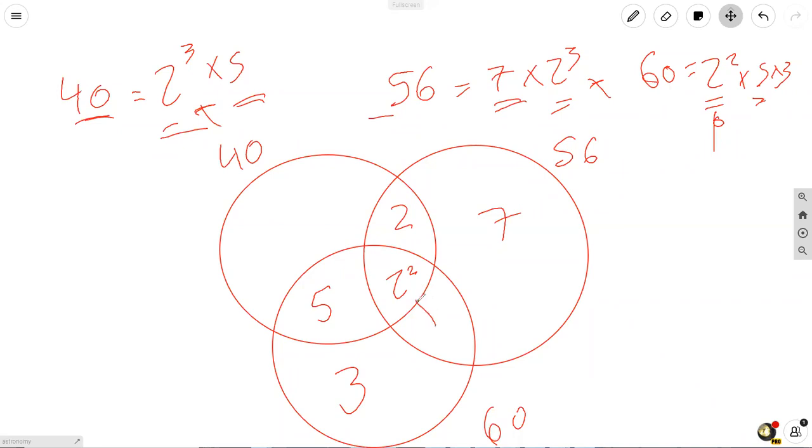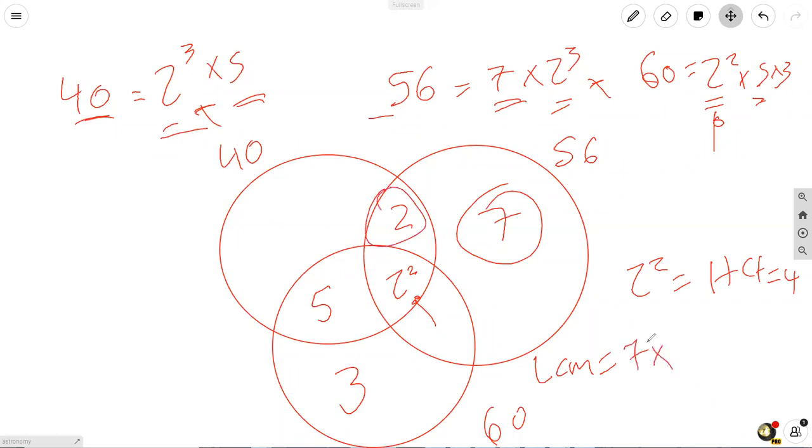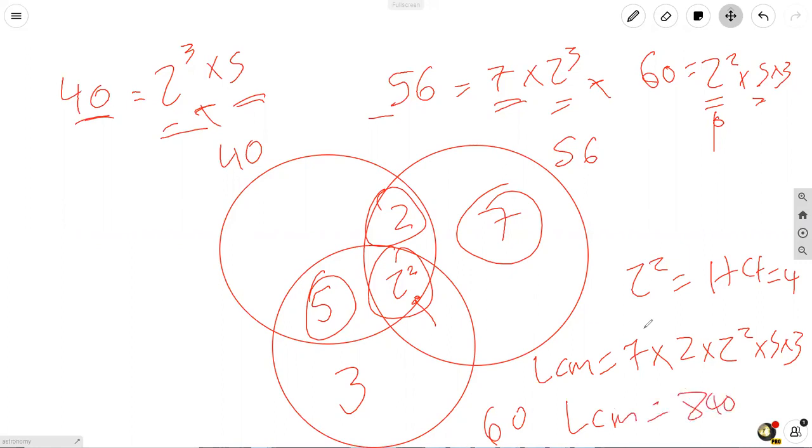So my highest common factor is the number in the middle, which is 2 to the power 2. So that's my highest common factor, which is a 4. My lowest common multiple is all the numbers multiplied by each other. So my lowest common multiple ends up to be 840. Does everyone get that? Yeah? So I'll see you next time.